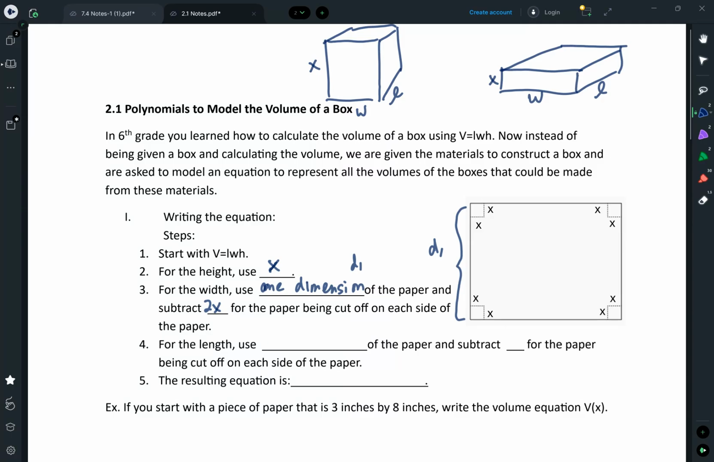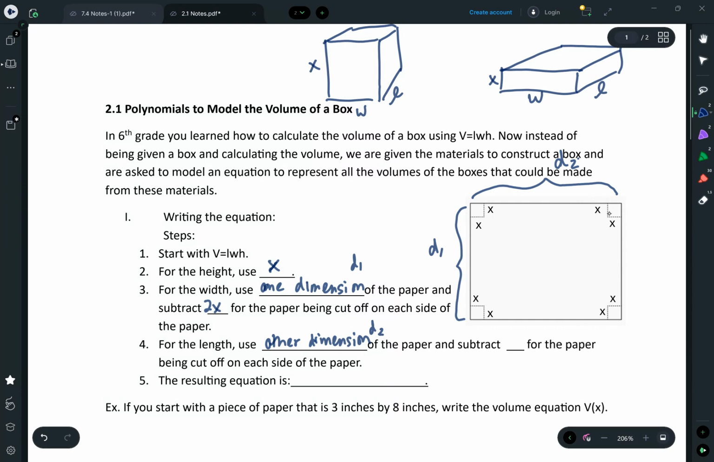For the length, I'm going to use the other dimension of the paper. And so I need something else for that. It's not the same, so I'm going to call it D2. They could be the same, but they don't have to. And again, if this entire side is D2, but I'm cutting out this little bit of x on both ends, then I have to subtract 2x.